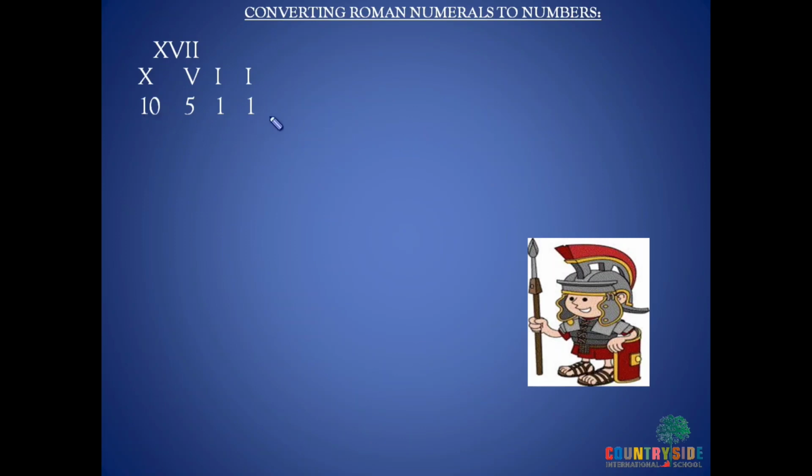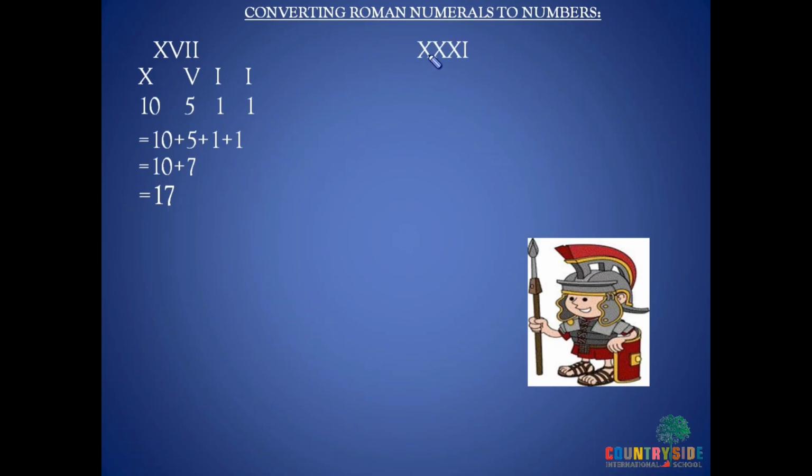And then I'll add them because they are placed in such a way. 10 plus 5 plus 1 and 1. That will give me 10 plus 7, which is 17. So this Roman numeral is represented as 17 in today's number system.